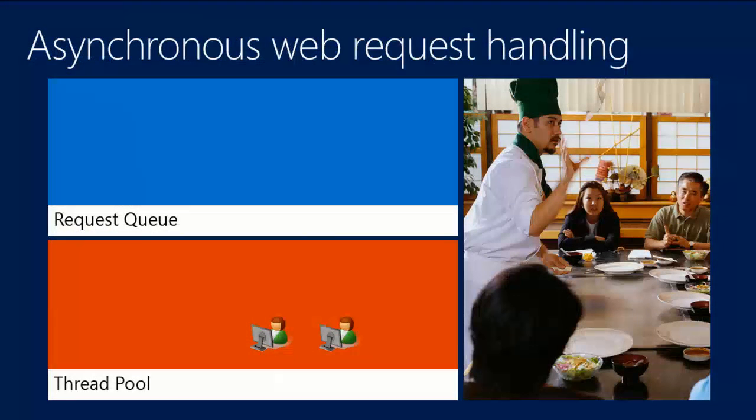So if going to the post office is like running synchronous code, a good analogy for asynchronous code is going to a restaurant or a coffee shop. When I go there, there's a set of employees that are allocated to process all the customers on the floor. As customers show up, the employees are free to go and talk to the customers and process their requests.